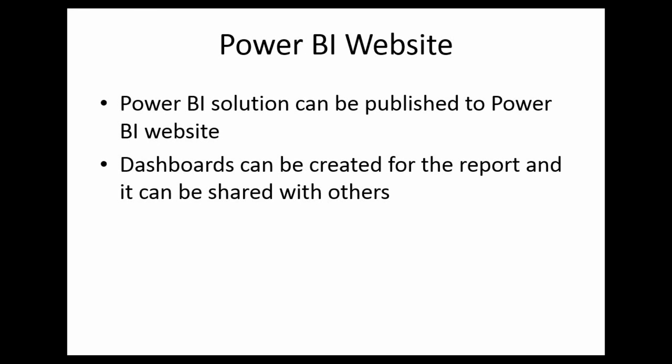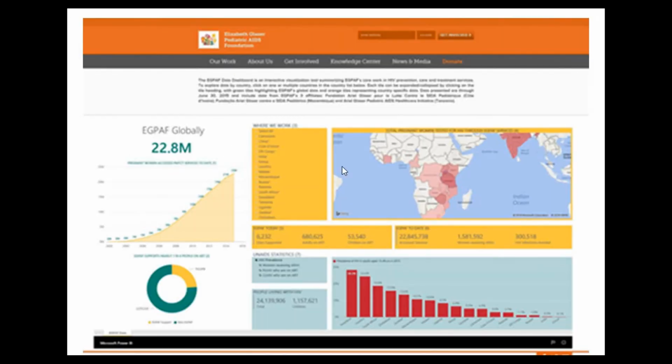Next, coming to the Power BI website. We know that after doing all of our work, we will just publish with the help of the Power BI website so that the receiver can receive that. Power BI solutions can be published to the Power BI website. Dashboards can be created for the reports and shared with others. The data source can be scheduled to refresh also. This website even gives you the ability to slice and dice the data online without requiring any other tools. It is just a simple web browser. So this is the Power BI website. That means we will just transfer our data with the help of the Power BI website.